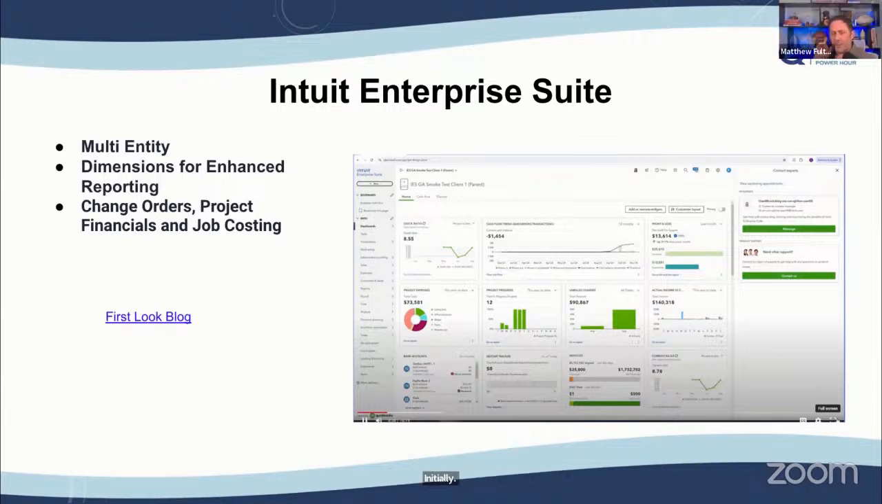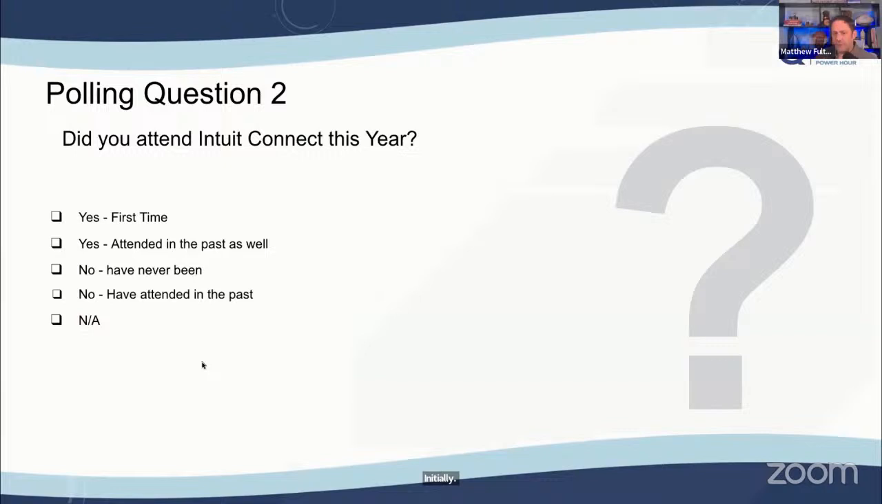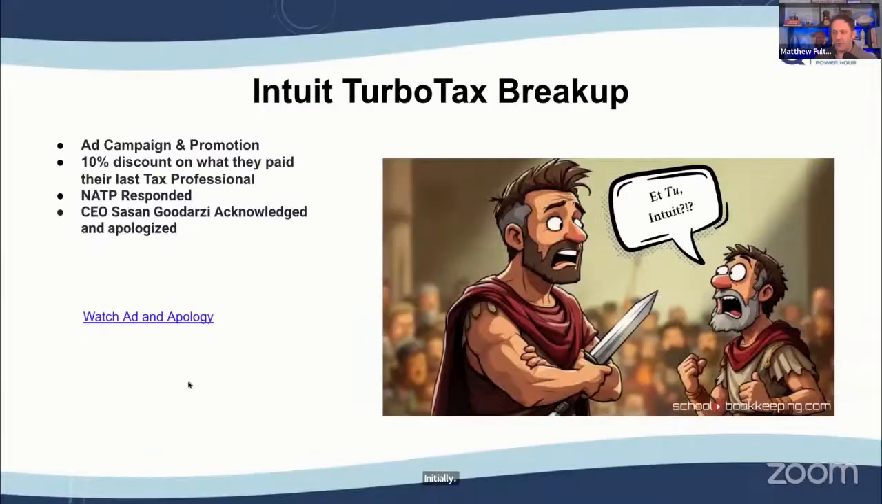That was a hot one real quick. I know we're getting close on time, but that was a hot one. One of the biggest things with enterprise is the ability for journal entries to do cross-company journal entries.